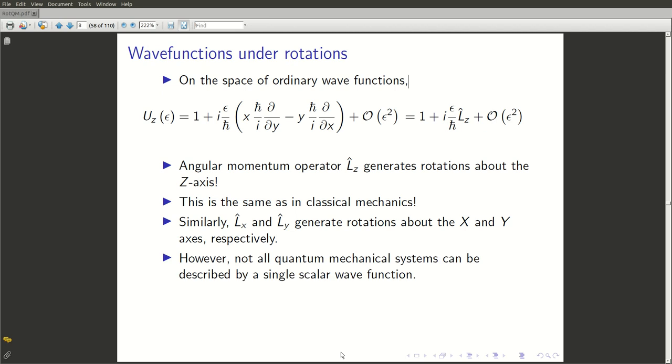Well, there's only one catch here. Not all quantum mechanical systems can be described by a single scalar wave function. There can be more complicated systems. For example, a spin-half particle like the electron is typically described by two component wave functions, one for the spin-up part, the other for the spin-down part. If you are doing the Dirac theory, it's actually described by four different components. And there are other physical systems which can be described by other kinds of objects.